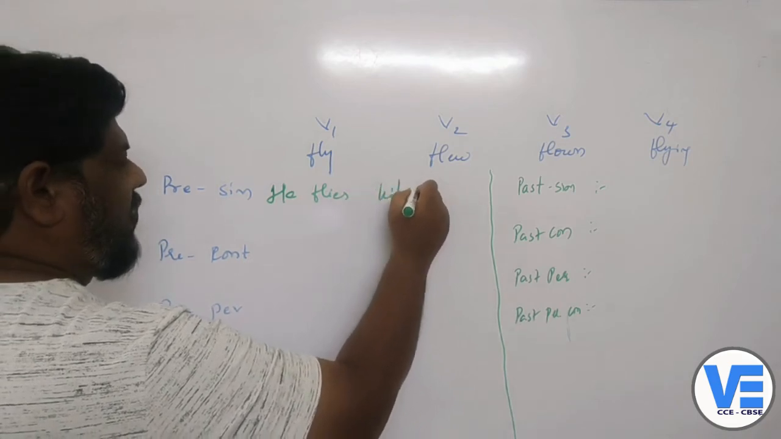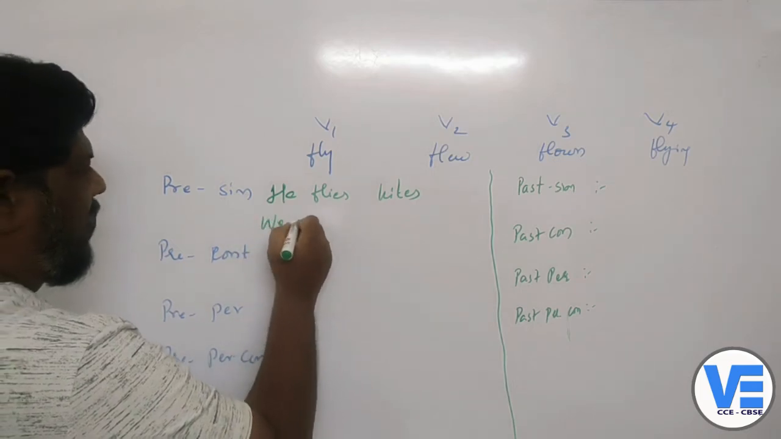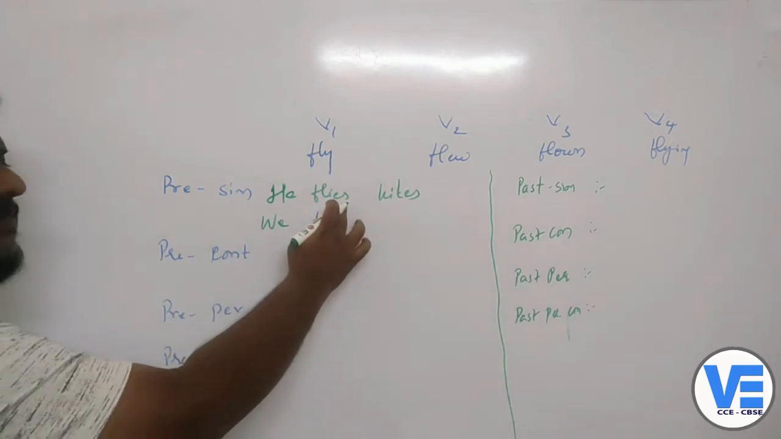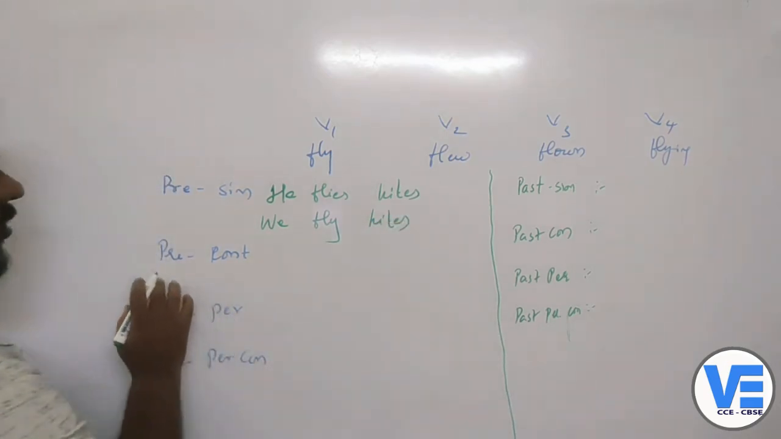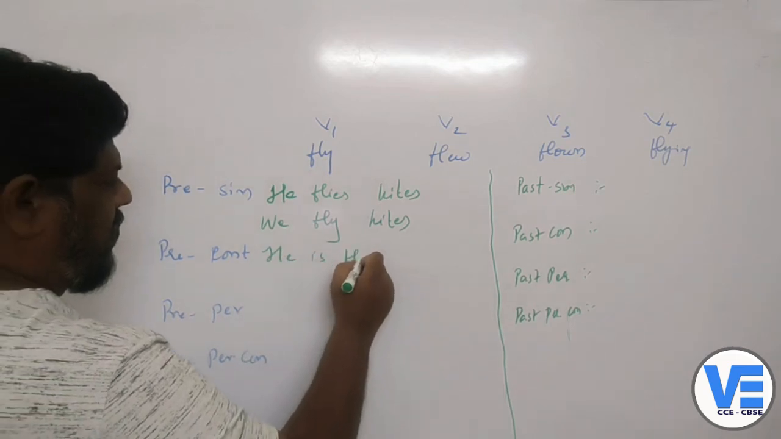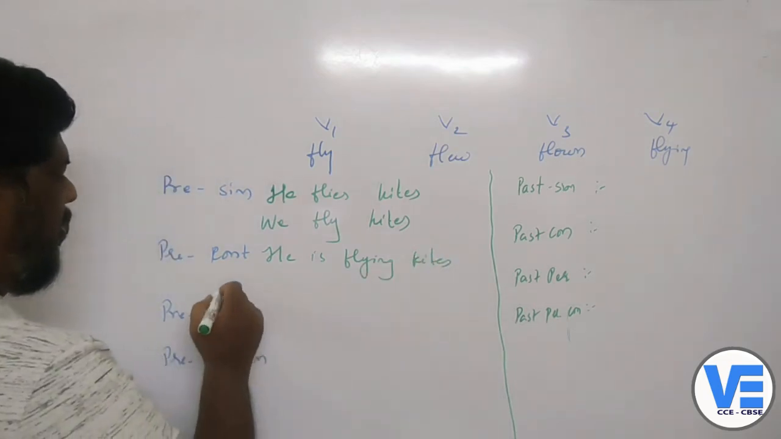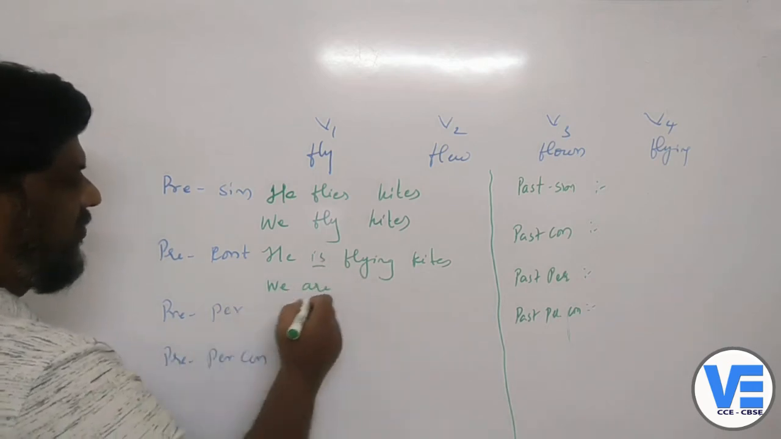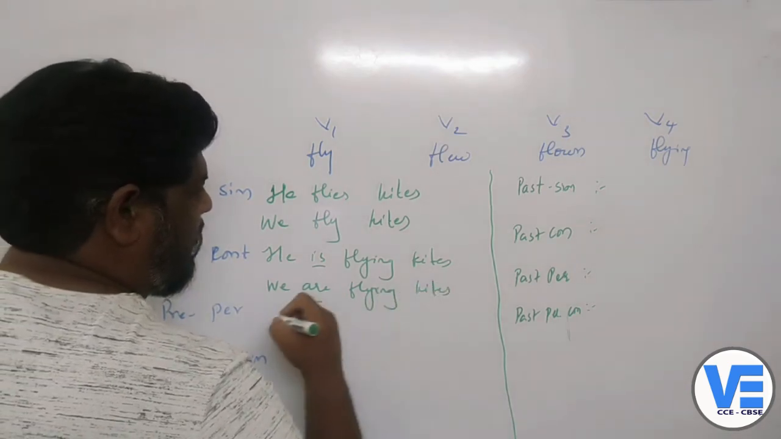He flies kites. Now the same example I'm taking with we. When we write with we, it will become fly. You will not write flies here, you write fly. So we fly kites. Okay, so now here present continuous, he is flying kites. Okay, and then write with we here, we are. So here it will change, we are flying kites.